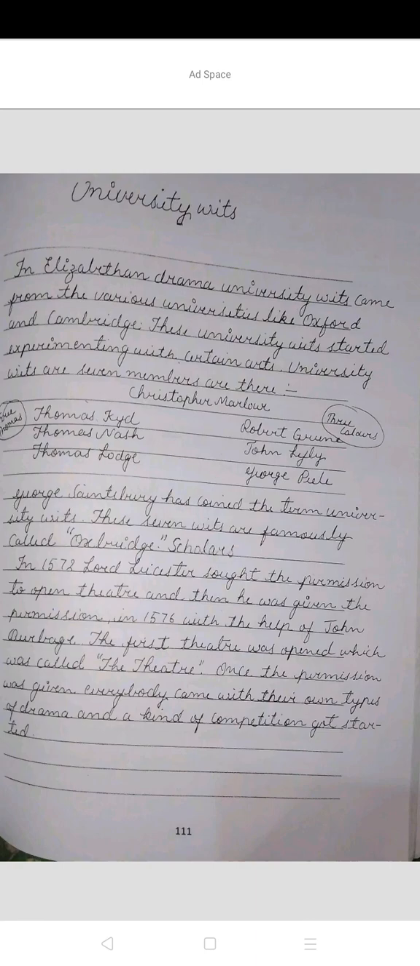In 1572, Lord Leicester sought permission to open a theatre, and then he was given the permission in 1576 with the help of James Burbage. The first theatre was opened, which was called The Theatre. Once the permission was given, everybody came with their own types of drama, and a kind of competition got started.